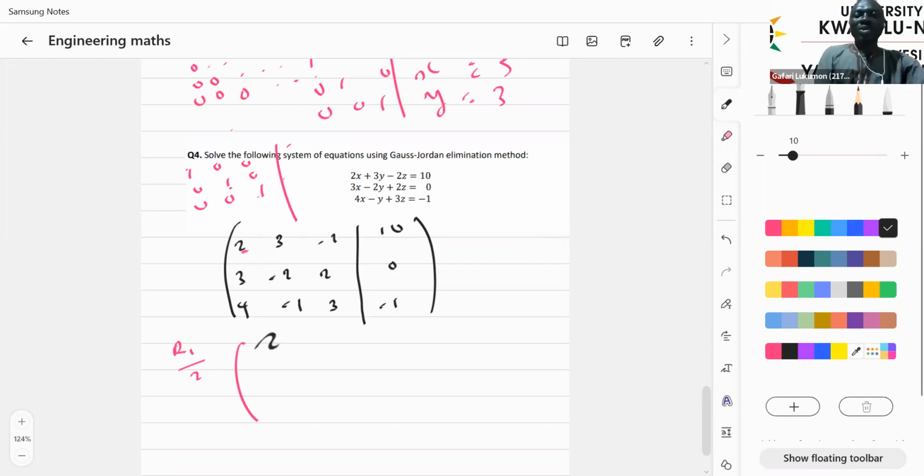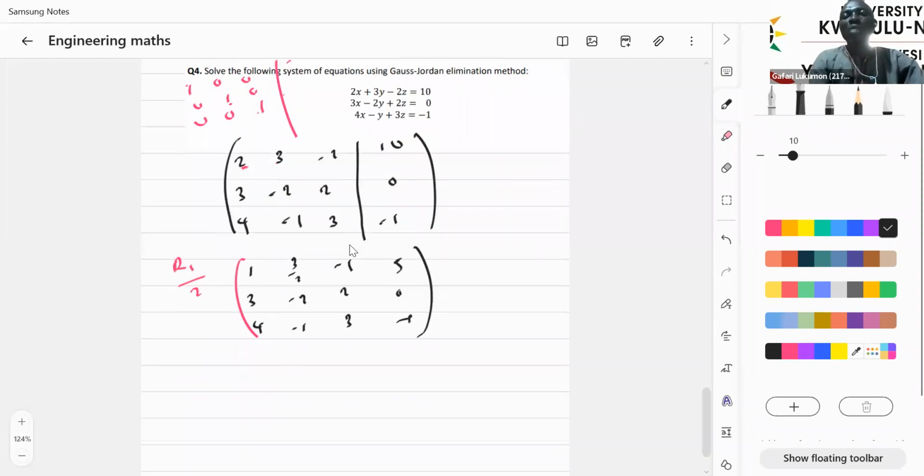So then 2 divided by 2 is going to give me 1, 3 over 2, minus 1, 5. You know, we've made it to be 1. You understand now? Also, we want to make this to be 0. Or maybe let me write it first so that we don't stress ourselves. 3 minus 2, 2, 0. 4 minus 1, 3 minus 1. I hope you understand now.